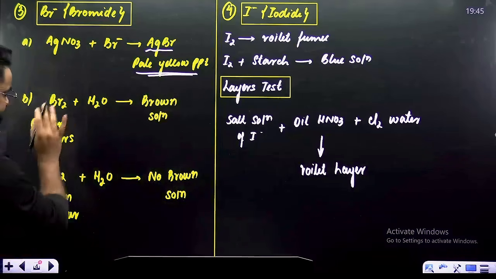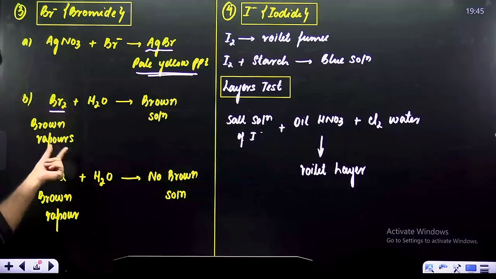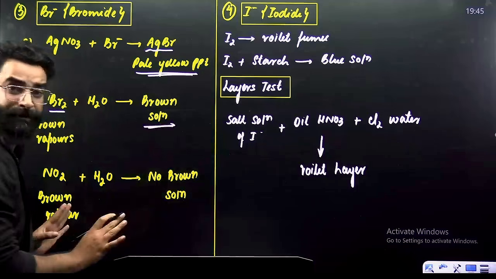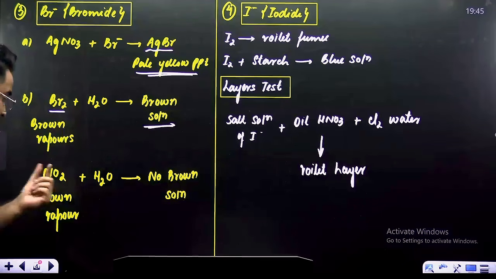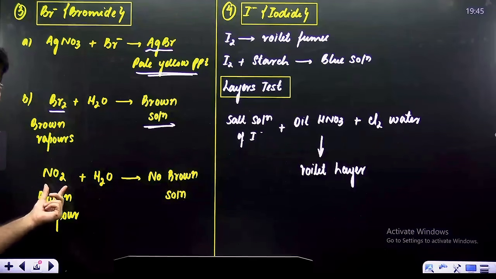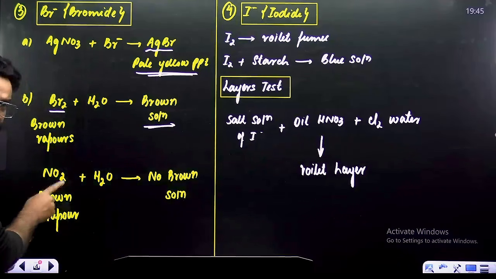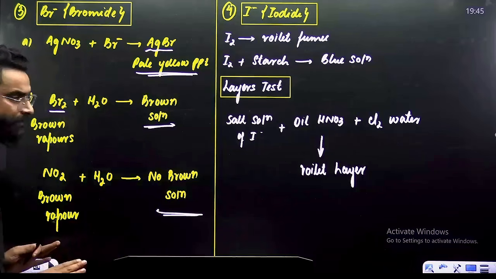Okay. Similarly, my dear students, your Br2 has got brown color. These are brown vapors. On reacting with water, what do we get? We get brown solution. Now, there is one more gas, which is basically brown in color. That is your NO2. Now, how can you detect whether the brown gas is your Br2 or NO2? When NO2 reacts with water, it forms no brown solution at all, right?